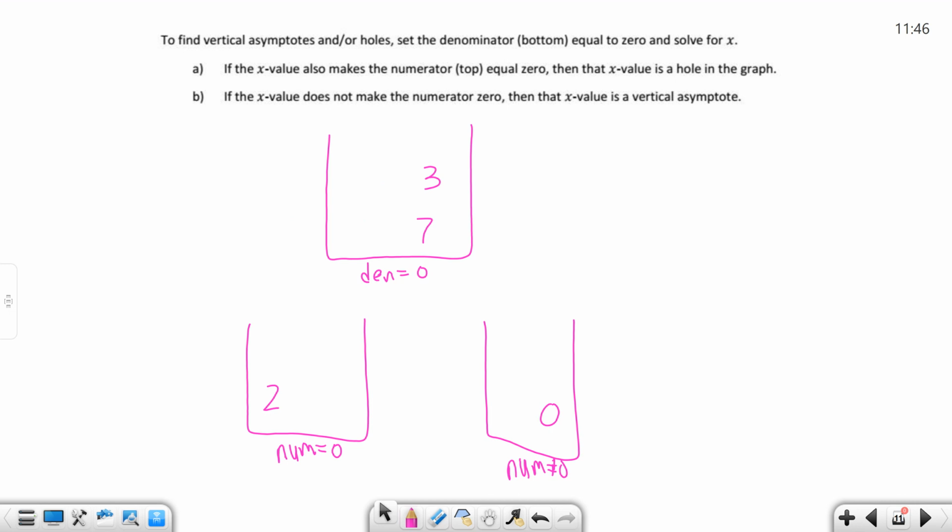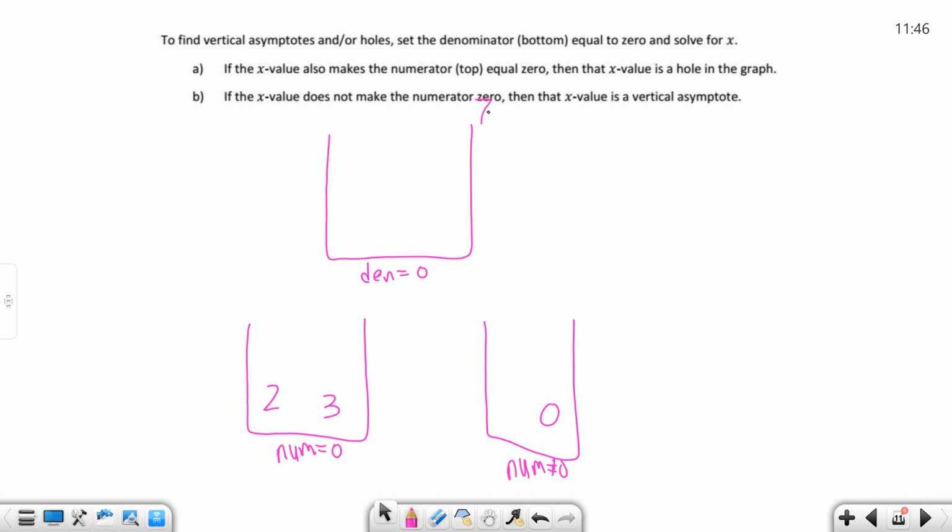And we go, hey, 3, do you make the numerator 0? And 3 goes, yep, I sure do. So we say, okay, you go over here with 2. You drop, too low for my bucket. All right? You go down there in that bucket. All right? And then we go to 7. Hey, 7, do you make the numerator 0? And 7 goes, no, man, I don't make the top 0.